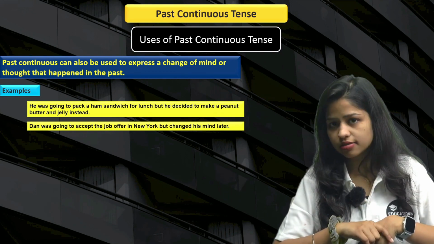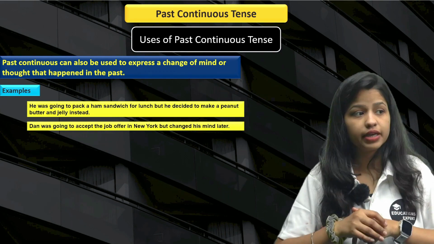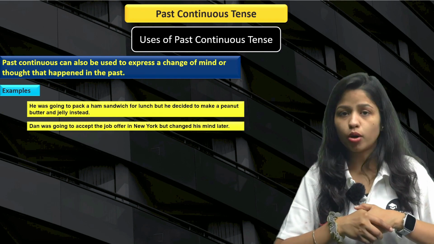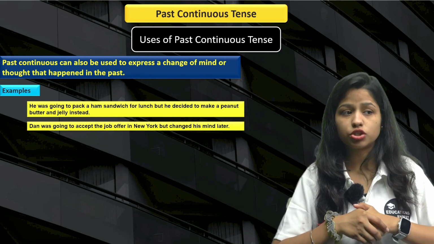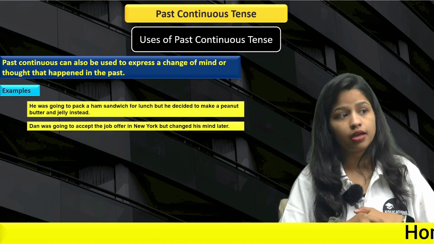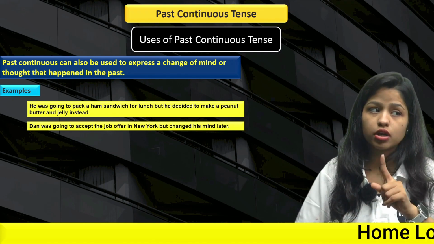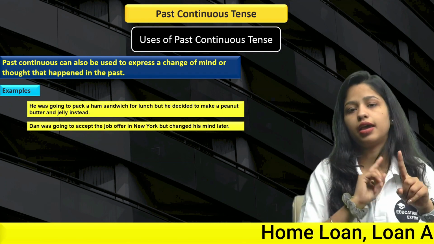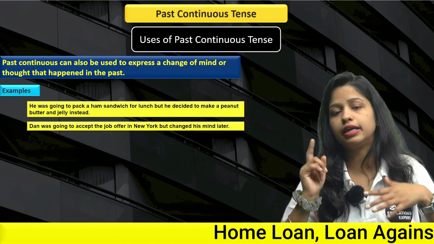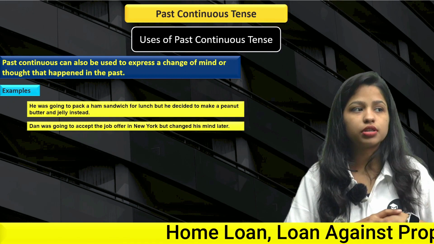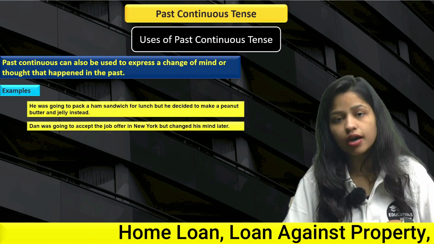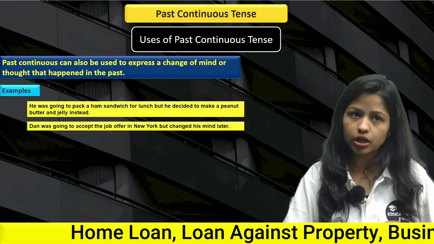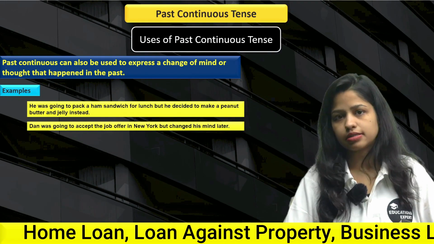He was going to pack a ham sandwich for lunch, but he decided to make a peanut butter and jelly instead, right? Next up we have: Dane was going to accept the job offer in New York but changed his mind later. First, he was going to accept the job offer in New York, but again he changed his mind. So this is how you can express a change of mind or thought that happened in the past. I hope this is clear.